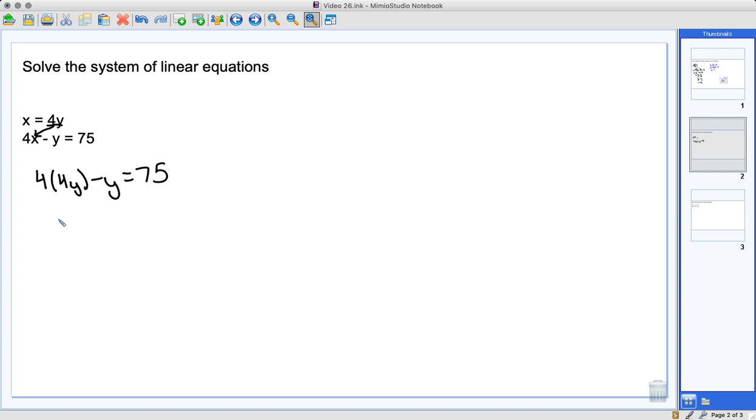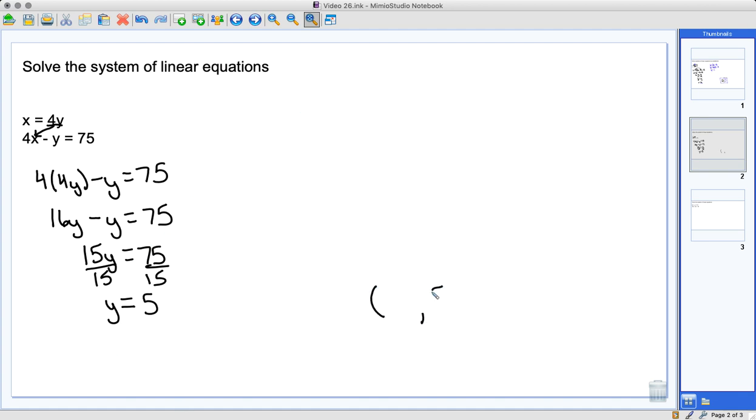So now I can solve it. 4 times 4y is 16y. Minus y is 75. So 16y minus 1y is 15y equals 75. Divide by 15. y equals 5. That one you probably have to do in your calculator. So then that's going to be the y value of my point.